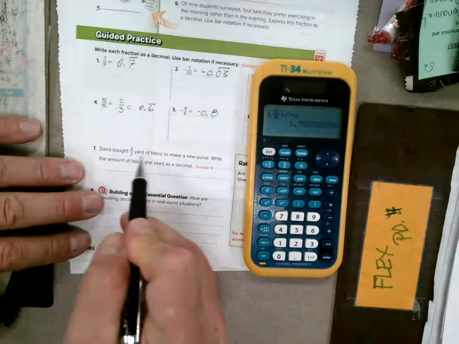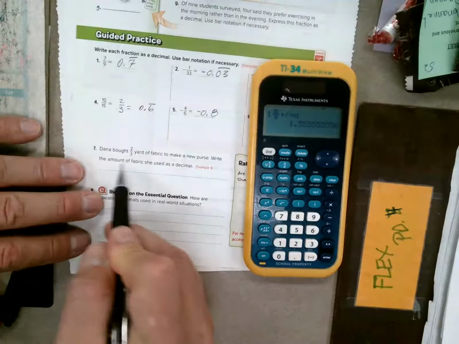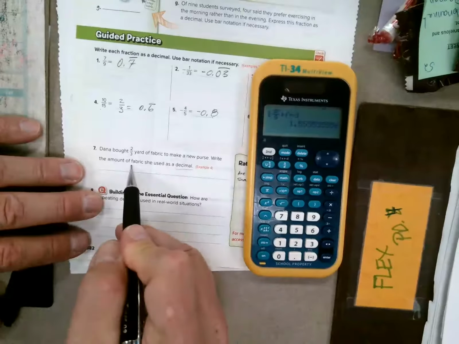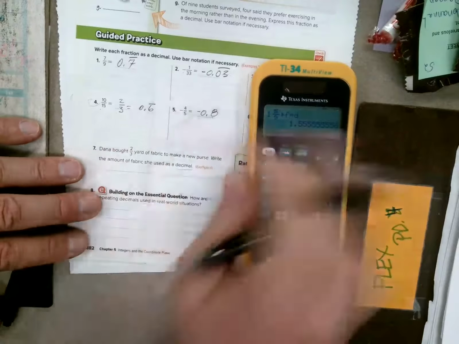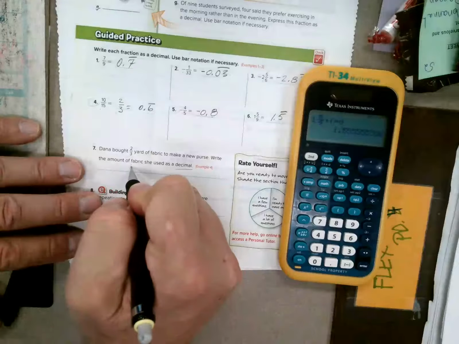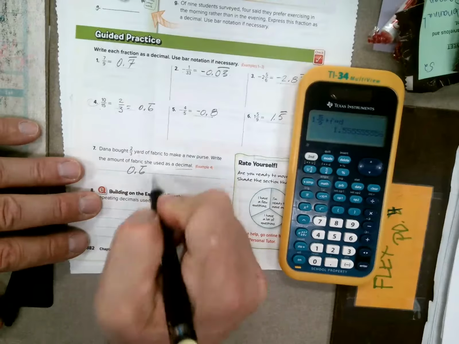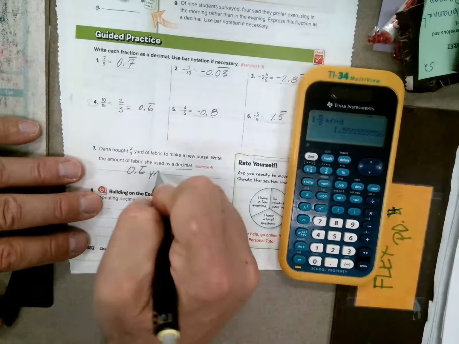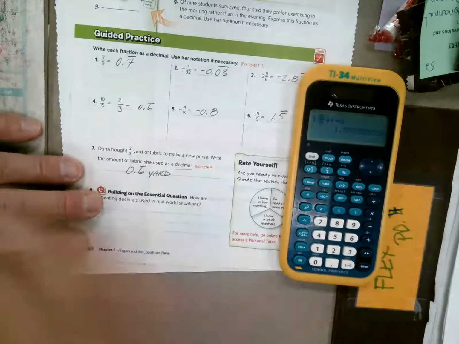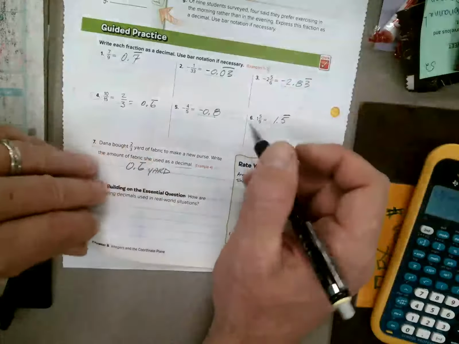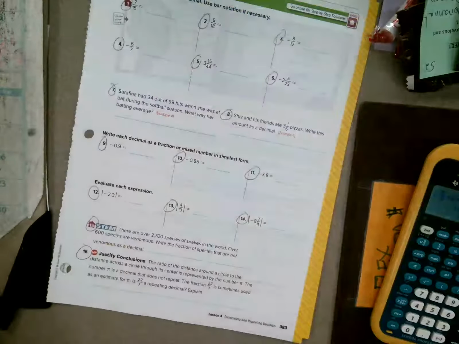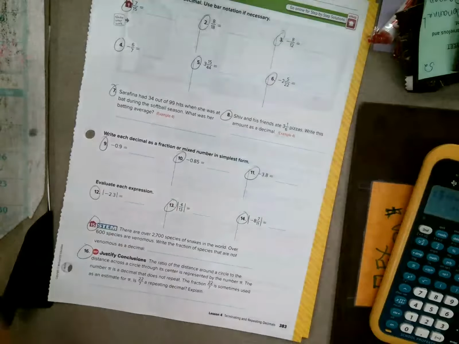Dana bought 2/3 yard of fabric to make a new purse. Write the amount of fabric as a decimal. Well, 2/3 we found out in number 4 was 10/15 reduced, and I'm going to refer back to that. Okay, so it is 0.6 repeating yard. Make sure you label that. Okay, so it's a lot of calculator usage. The focal point of the lesson is writing in bar notation, and that's very important that you acknowledge that. Okay, so that's the deal.